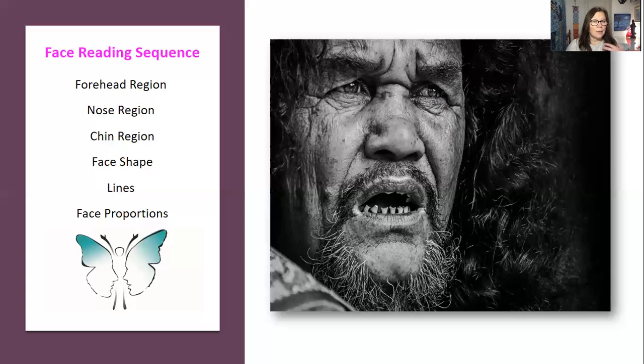He may well be happy to take in other people's information and discuss other people's problems, but he's not going to want to discuss his own. So if he's got a lot going on up here, it's probably that it's being held behind these shutters that are keeping him private. Coming down the face, let's look at the nose.